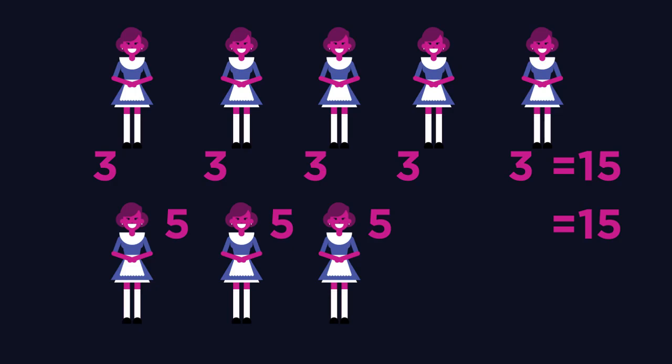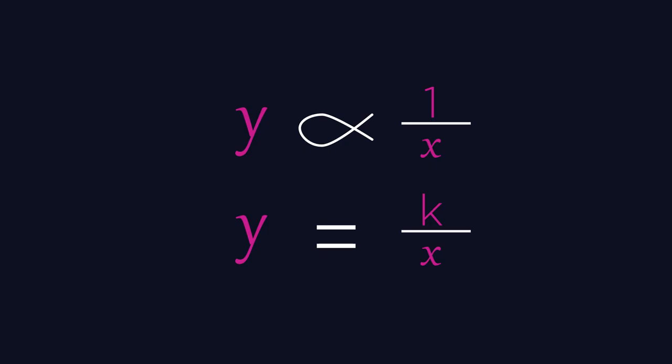In general, if y is inversely proportional to x, you will see it written like this. It may also be written like this, as an equation with the value k. K is the constant of proportionality, which for inverse proportion is the product of the two quantities. You may be asked to give a formula for the relationship between two quantities, or to find a value.